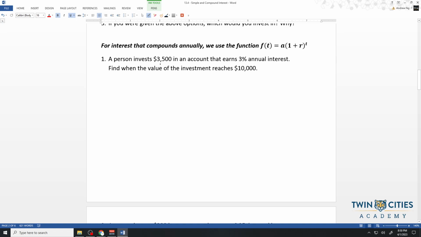A person invests $3,500 in an account that earns 3% annual interest. Find when the value of the investment reaches $10,000. Okay, so there's a few things we need to know. We need to know A and we need to know R. A stands for the amount that I start with, my initial amount. Some people might call this the principal amount. So what do you start with? Well, A in this case is $3,500.